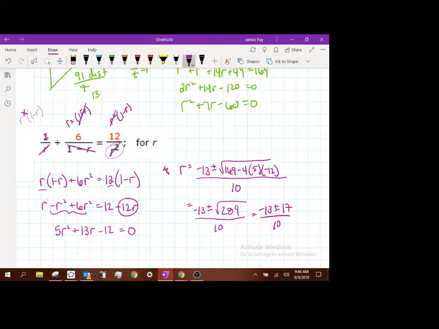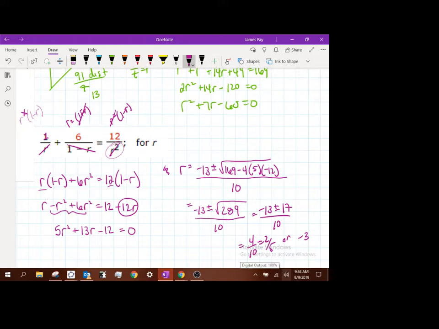So now what that tells me right there, because the radical disappeared, right? The radical disappeared. This tells me that even though I used the quadratic formula, other techniques, and in this case the AC method, would have generated the correct answer. Does that make sense? Okay. So negative 13 plus 17, it's 4/10, right? Or 2/5. If I go negative 13 minus 17, gives me negative 30. Divided by 10 is negative 3. So those are my two values for R.